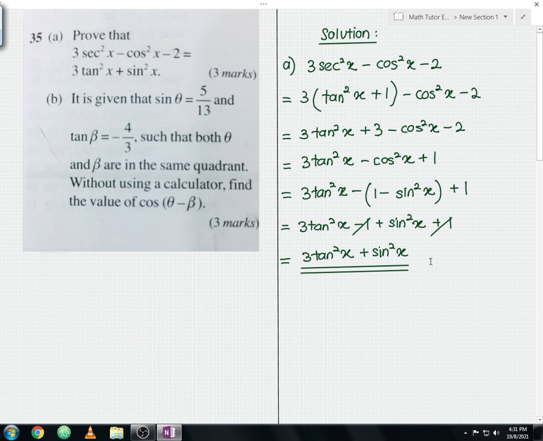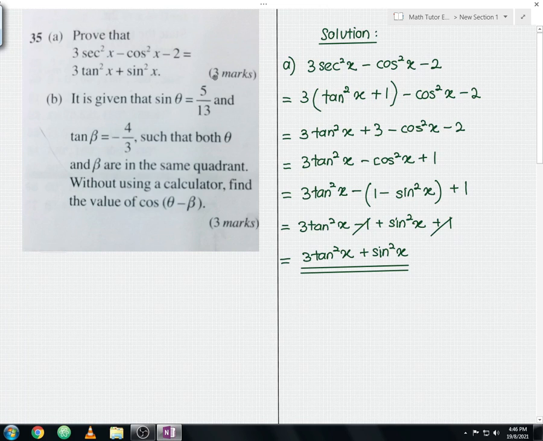So let us proceed our discussion for the question part B now. Let us start to solve the question part B. If you take a look at the information over here, it is given that sine theta is equals to 5/13 and tangent beta is equals to negative 4/3. And they also mentioned that the angle theta and beta are in the same quadrant.